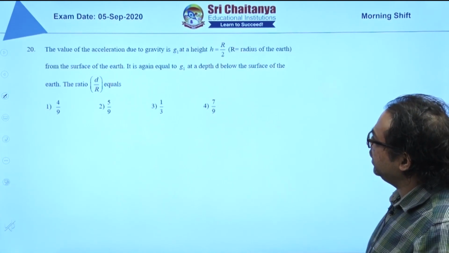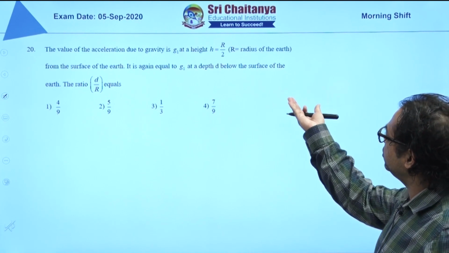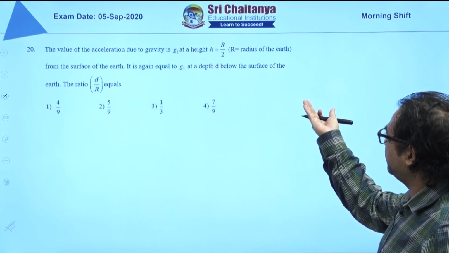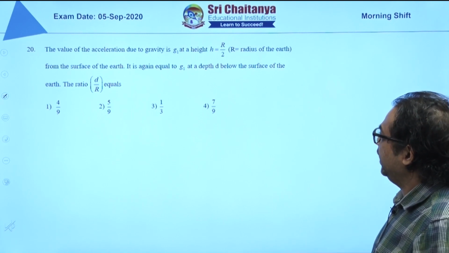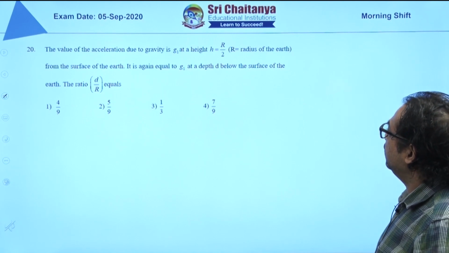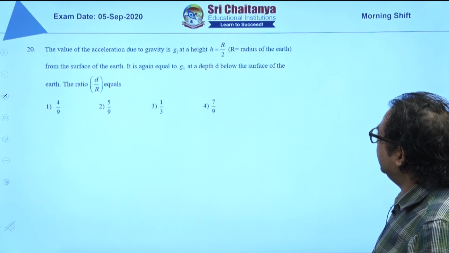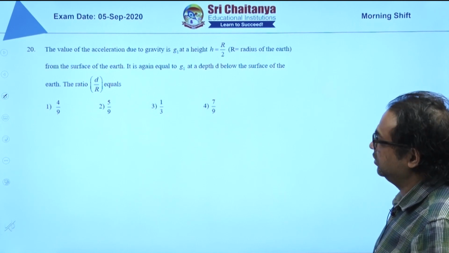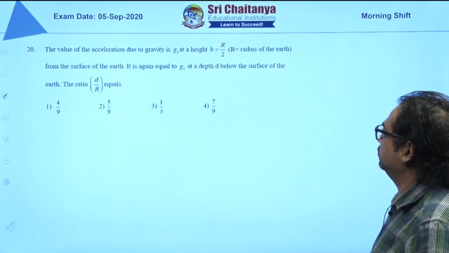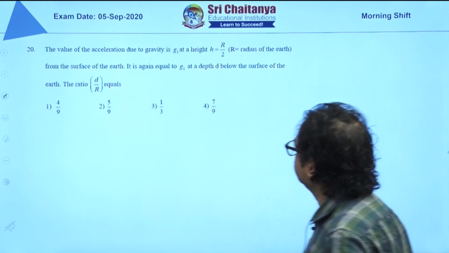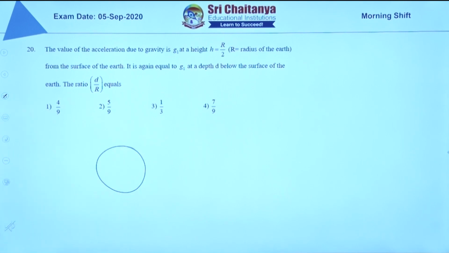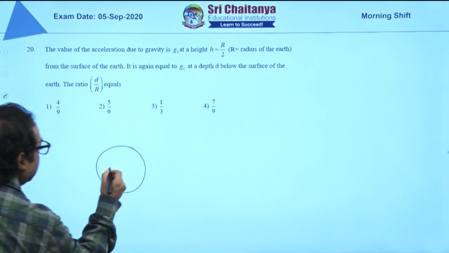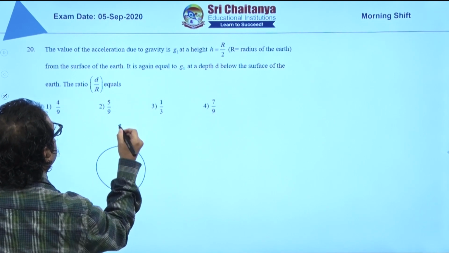So, now question number 20. The value of acceleration due to gravity at a height h, equal to R by 2, R being the radius of the earth, from the surface of the earth, is again equal to g1 at depth d below the surface of the earth. What is the ratio of d upon R? Fine. So, this is the earth. So, acceleration due to gravity at a height R by 2. So, we have to take a height R by 2.